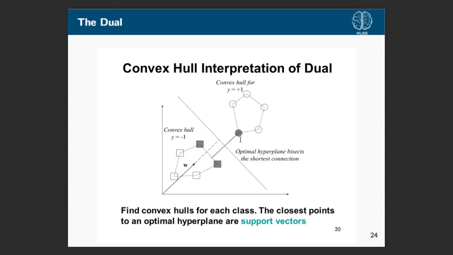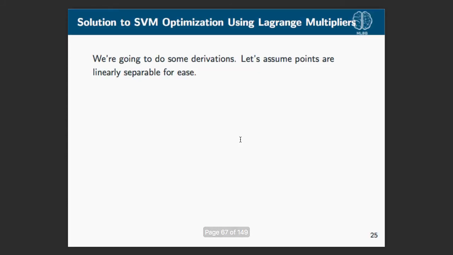Okay, don't worry if you don't fully understand that yet. You don't need to fully understand this interpretation for the next part. Okay, so we're going to do some derivations based on this dual. Let's assume that our data points are linearly separable, just to help us out. You can do this with slack variables as well, but it's easier if we just look at the case where all our data is linearly separable.